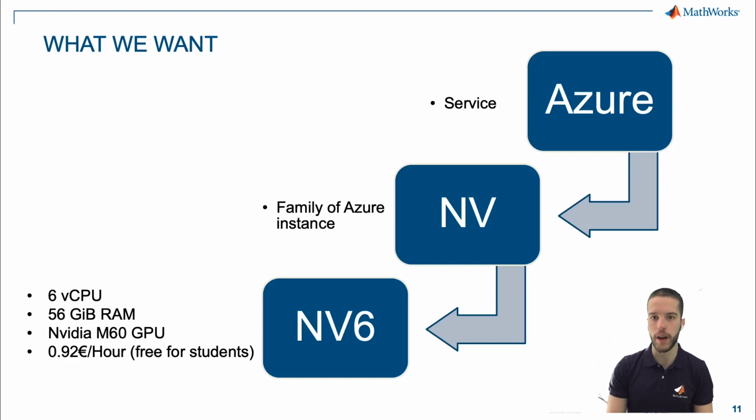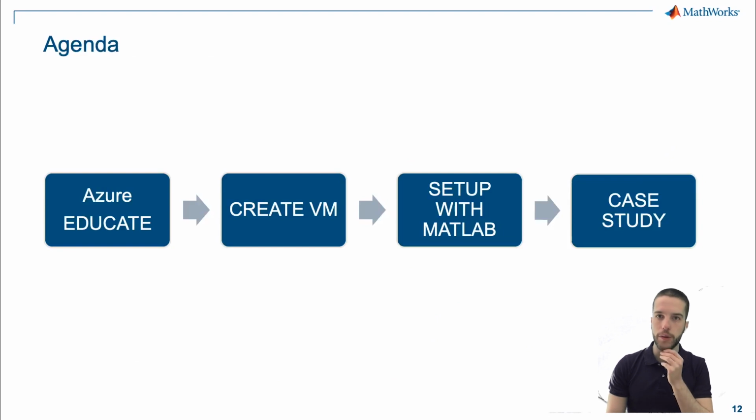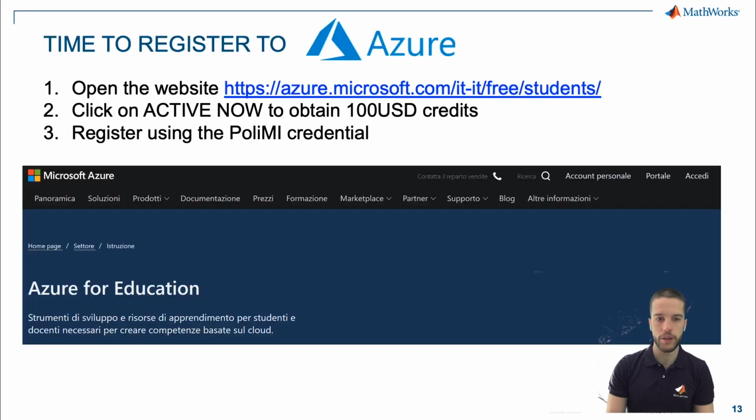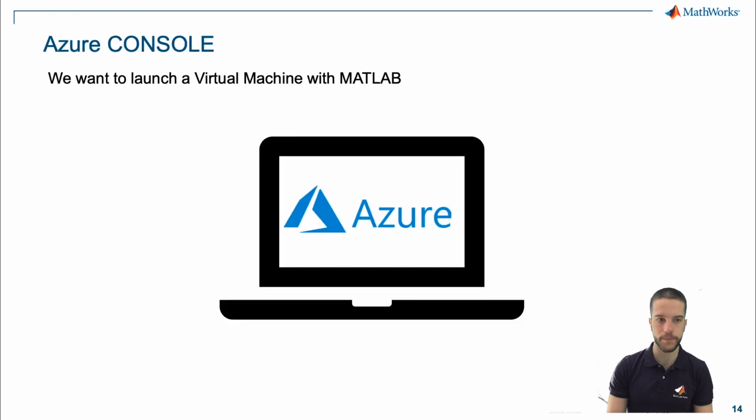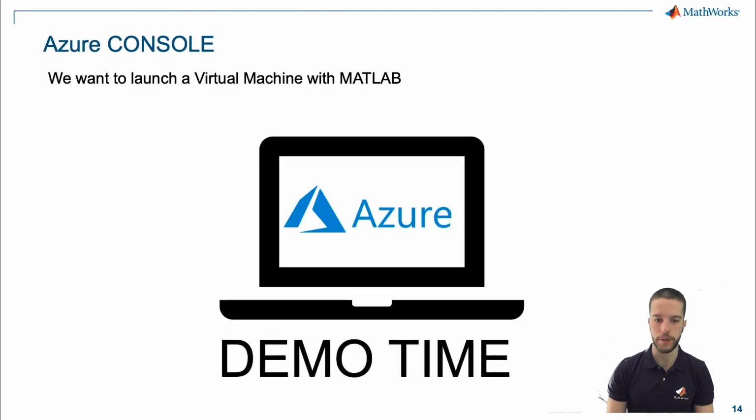In our case, we have $100 of credit for free because we are students. So now let's see how to actually create a virtual machine, because that's the focal point. In order to create the virtual machine, you should go to the website azure.microsoft.com/students and activate your student account to obtain $100 in credit. Once you have done this procedure, you are ready to start creating your virtual machine. So let's try together to see this procedure with a demo.